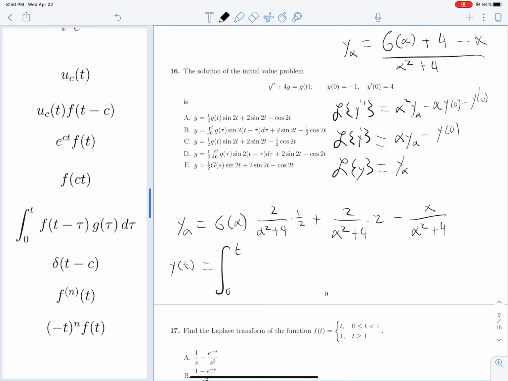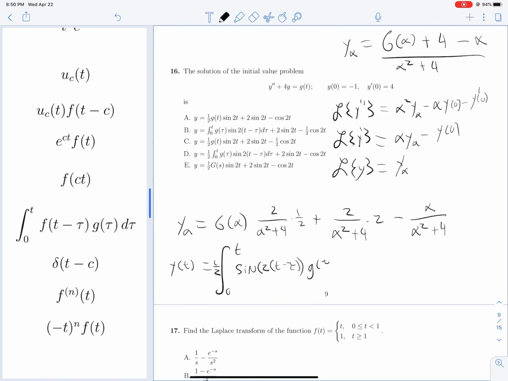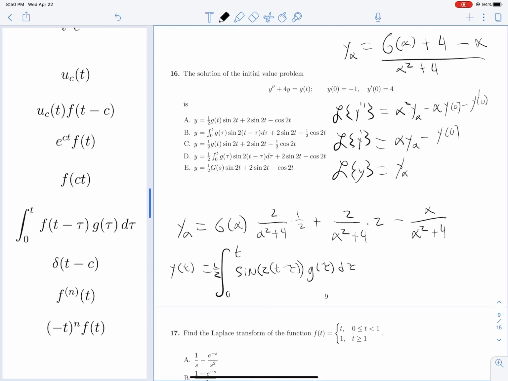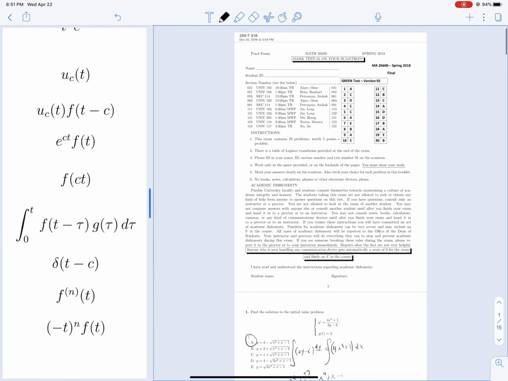This will just be 1/2 sine 2 times t minus tau, plugging in t minus tau for all of our t's here, and then multiplied by g of tau. That's a nice looking tau. I'm liking that tau. g of tau d tau, and that's it for that. And then all we're left with is plus 2 sine 2t minus cosine 2t. And where is that? That looks like answer choice D for 16.